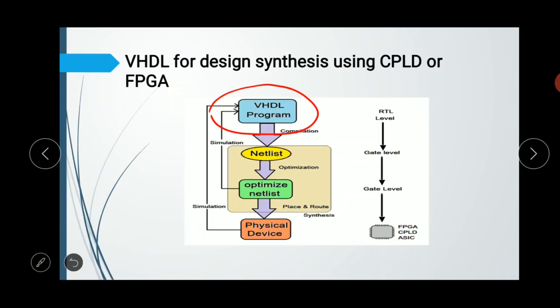Next, this VHDL code is compiled and it generates a netlist at gate level. The compiler converts high level VHDL code in RTL to gate level. So, the gate level netlist contains the information regarding logical connectivity of all standard cells. Here, the components are generally gates.